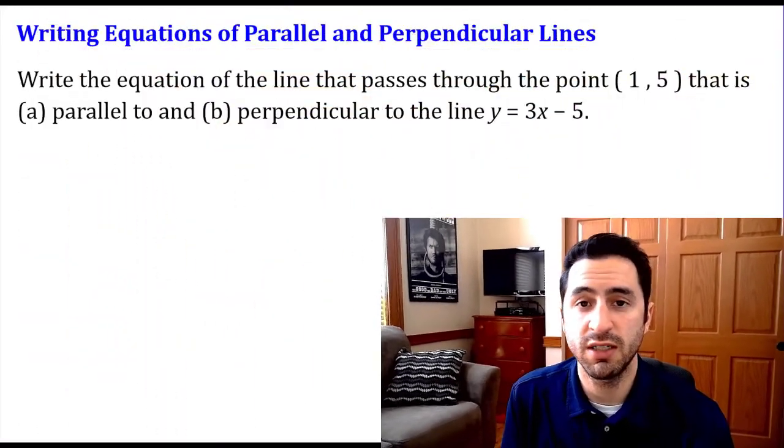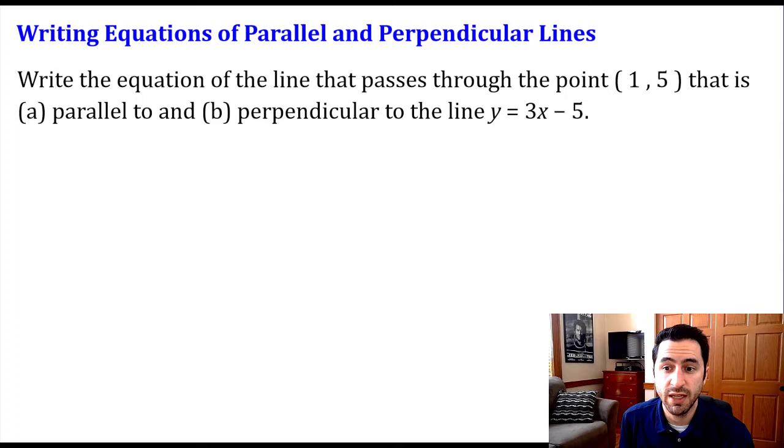And what we want to do is write new equations, so the equation of a new line that is either parallel to the original line and goes through our given point, or is perpendicular to the original line and goes through the given point. So I'd like to take a look at an example and talk through that process and how we do this.